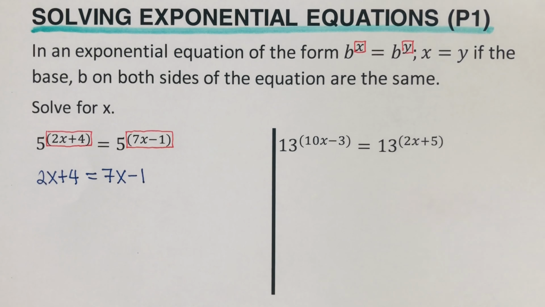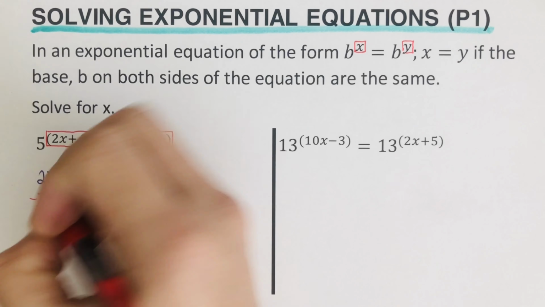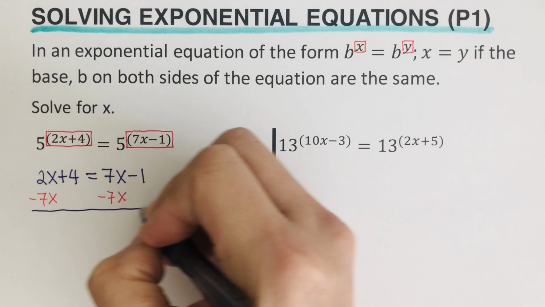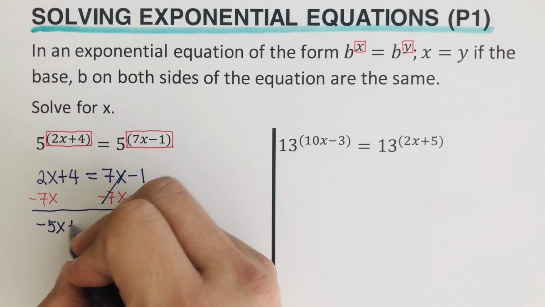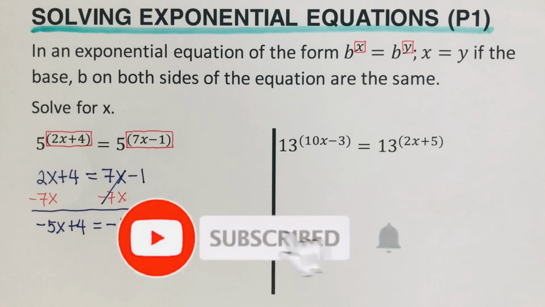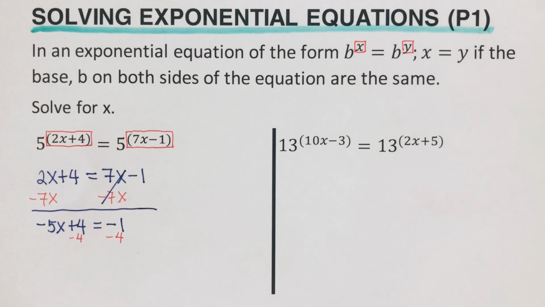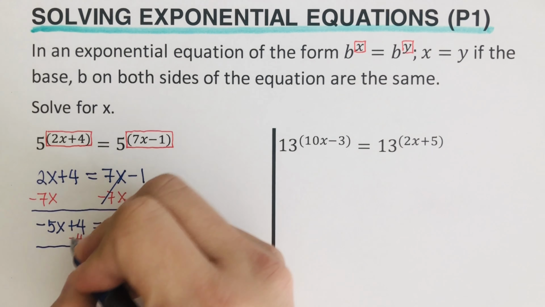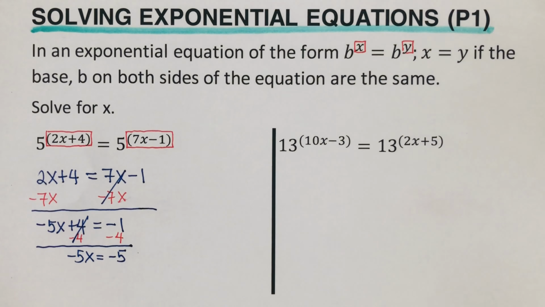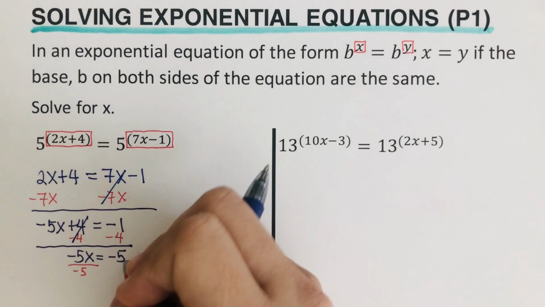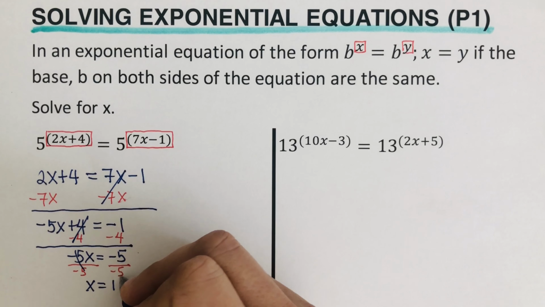So then we want to solve for x. We're going to subtract 7x from both sides. So then we can cross the 7x out. We're left with negative 5x plus 4 is equal to negative 1. Then we want x by itself, so we are going to subtract 4 from both sides. Then we are left with negative 5x is equal to negative 5. Then we're going to divide both sides by negative 5. So we are left with x is equal to positive 1.